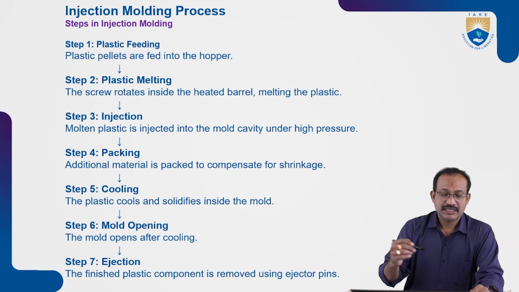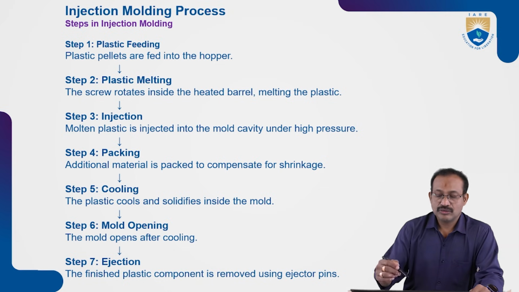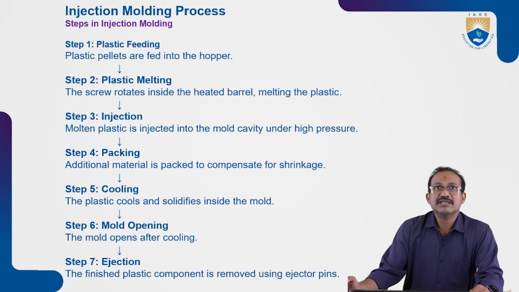Third step: injection. Molten plastic is injected into the mold cavity under high pressure. Once it is stirred uniformly, the molten plastic is injected into the mold cavity under high pressure. Step 4: packing. Additional material is packed to compensate for shrinkage. Plastic has the property of shrinkage, so in order to compensate for that shrinkage, we need to allow additional material for the packing.